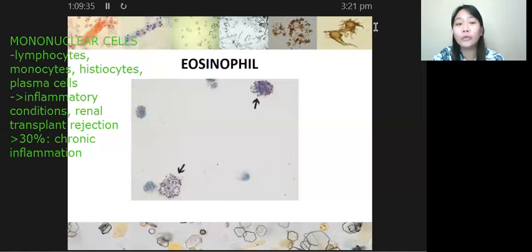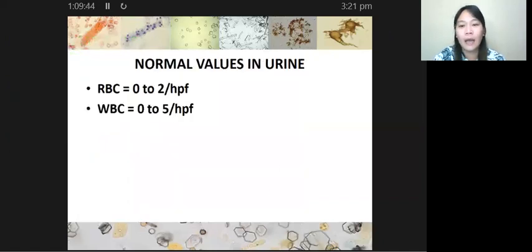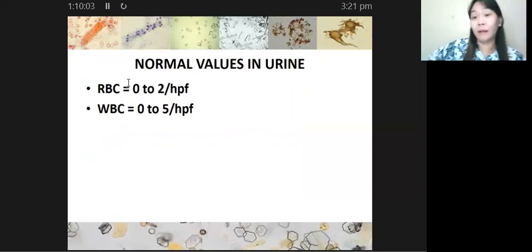Alright, so now let us go to the normal values of your RBCs and your WBCs in urine. Okay, so last na ito and then I will stop and continue. Normal values in urine. So for our RBC, the normal value is 0 to 2 per HPF. So ibig sabihin, the presence of RBC in your urine is not automatically pathologic kasi meron tayong normal value.